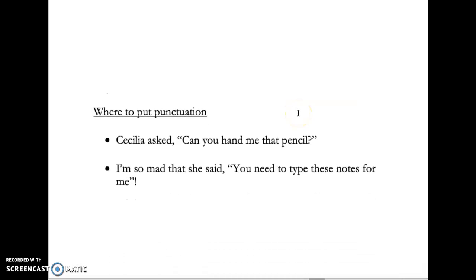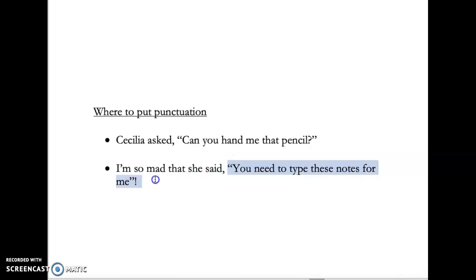But sometimes we're using punctuation marks to tell the reader how to understand or interpret the sentence. For example, if Cecilia said, "Can you hand me that pencil?" she's asking me a question, and so therefore the question mark applies to the quotation itself. So in this case, you would not put the question mark outside of the quotation mark.